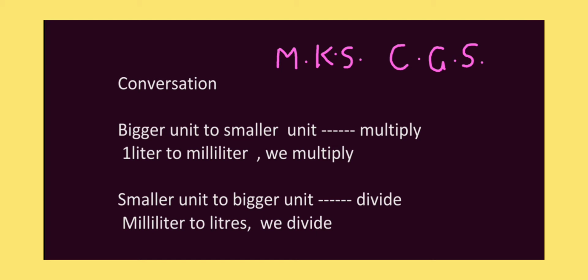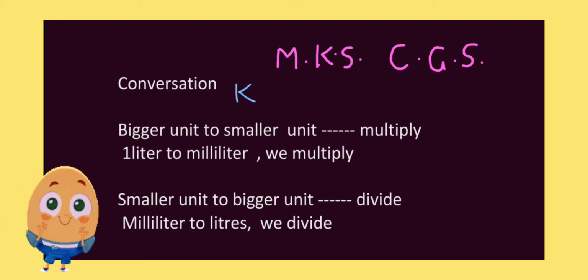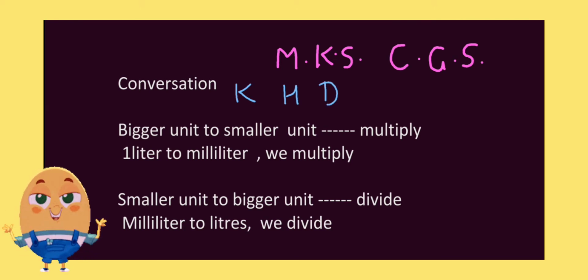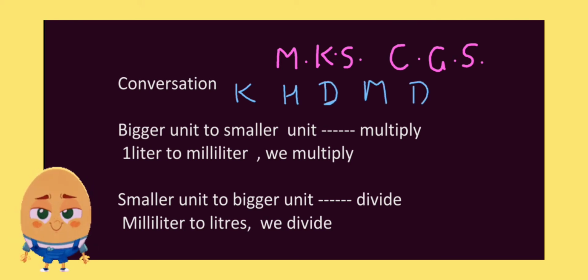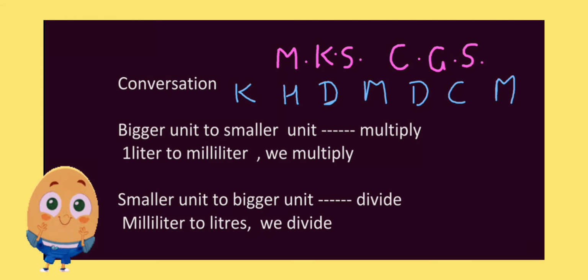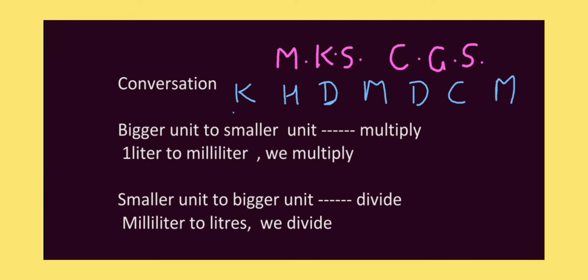In my previous video, I gave you one rhyme. I think you have seen that. The rhyme was King Happu dare, mother didn't care much. I think you remember this. K stands for kilo, hecto, deca, meter, liter or gram, then deci, centi and milli. In this video, we are going to discuss problems based on this conversion.